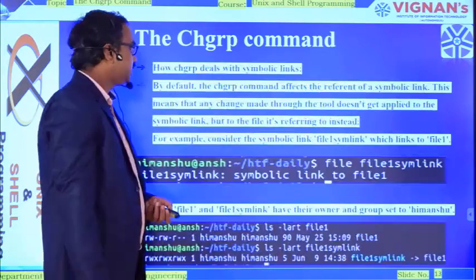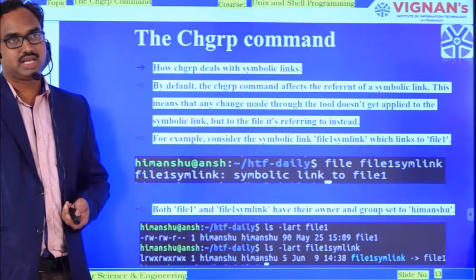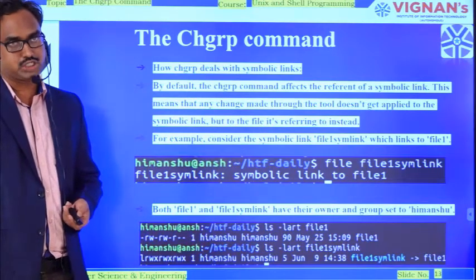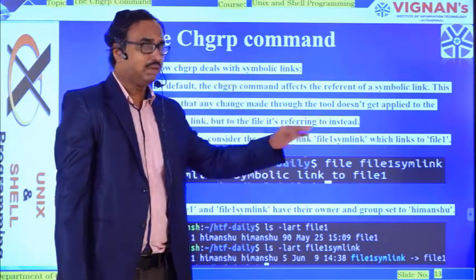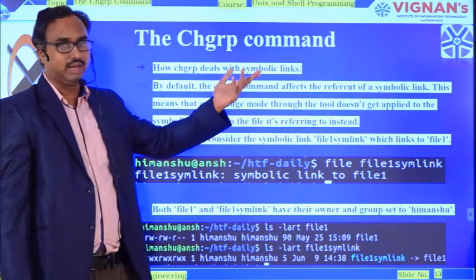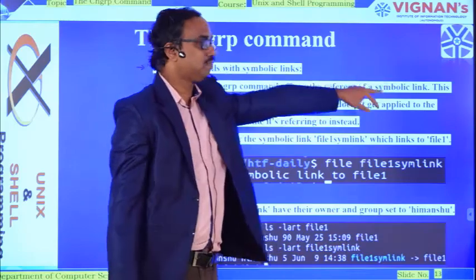The remaining is the same. How does chgrp deal with symbolic links? Already I told you about this in the chown command. The purpose of a symbolic link is that whatever file we are referencing will be linked to that particular file. So in this case, by default, the chgrp command affects the referent of a symbolic link.